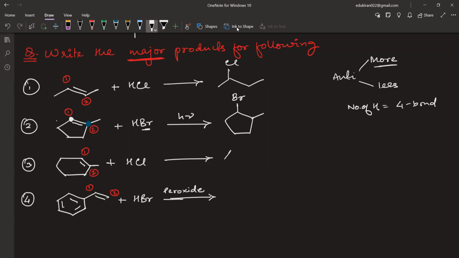Let's go. In the next one, tell me, Markovnikov or anti-Markovnikov? Markovnikov. So in Markovnikov, will it have more hydrogen or less hydrogen? Less. So tell me, in the first carbon or the second carbon, which one will have less? Second. Second, right? So you will just add a chlorine here. Okay?